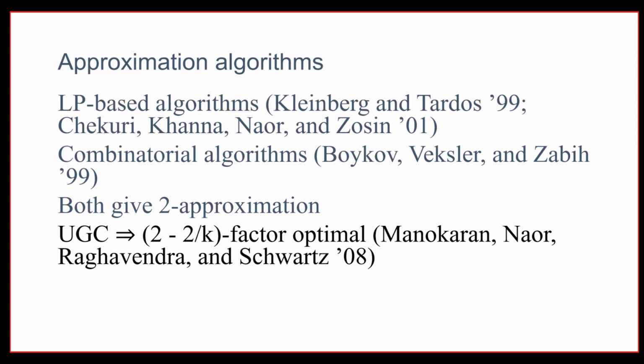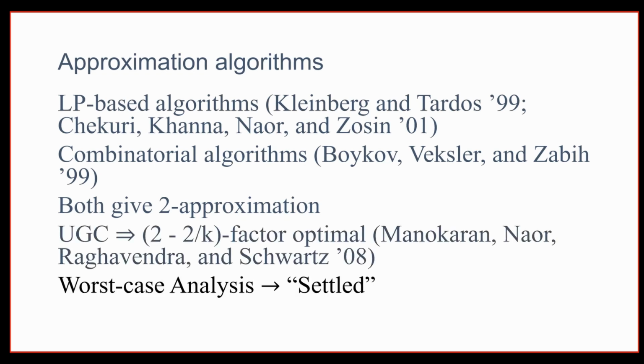The unique games conjecture is a pretty common assumption when you want to prove hardness of approximation. In most cases, you care about the case where k is a somewhat big number. For example, in computer vision applications, k is like 300. So essentially, the worst case analysis for this problem is settled. For large k, you cannot do better than 2 approximation, and you already have algorithms which give you 2 approximation.